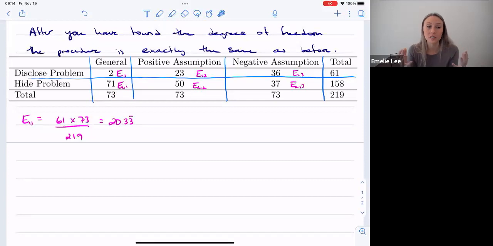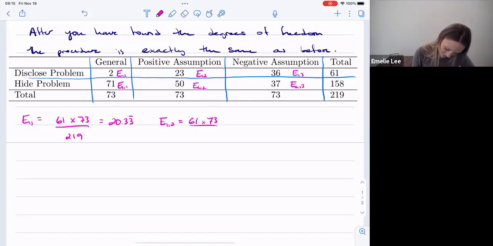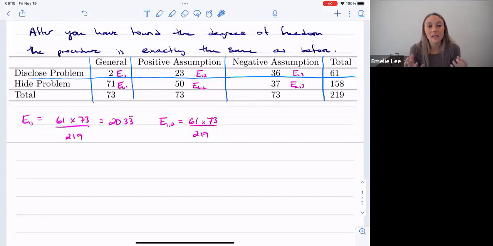Because H naught is always a statement of variable 1 is independent of variable 2. Okay, so if we do E12, that is 61 times 73 divided by 219. They're not always the same, but the reason they're going to be the same is because we have 73 across the board here, right? So that's not always the case. It is often, because that's how we lay out studies a lot of the time, right? But in this case, they're always the same.